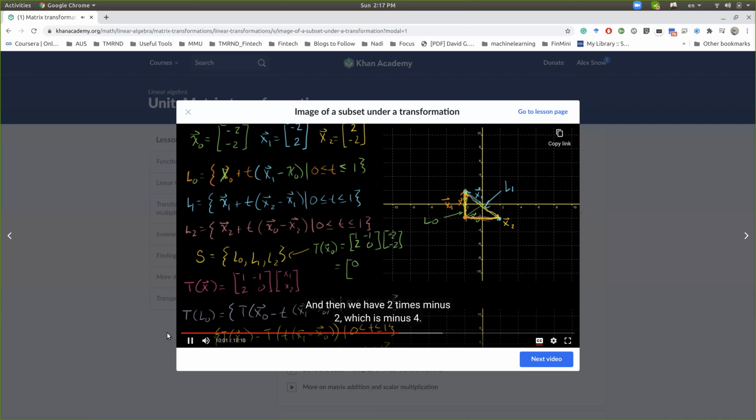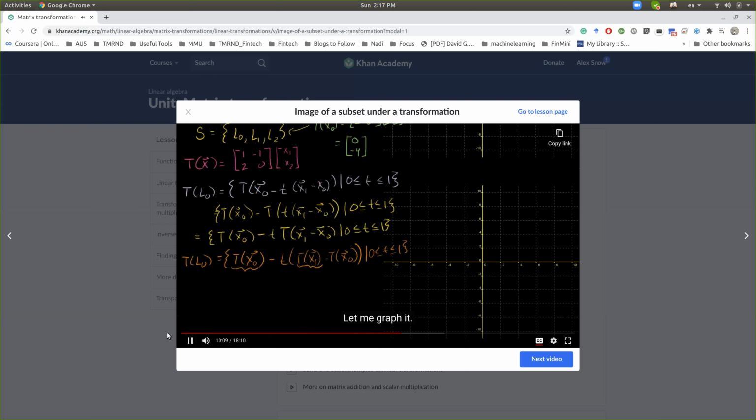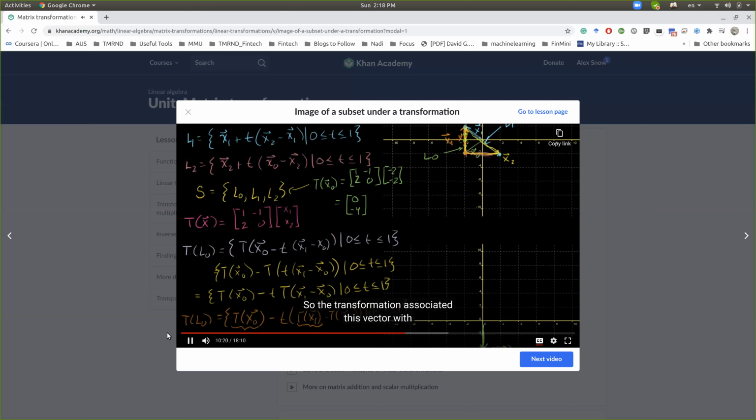2 times minus 4, and then plus 0 times, so it's minus 4. So that's the transformation of x naught. We graph it. So it's 0, minus 4. So our x naught vector. So this is a transformation of x naught. The transformation associated this vector with this vector down here, the one that goes straight down.